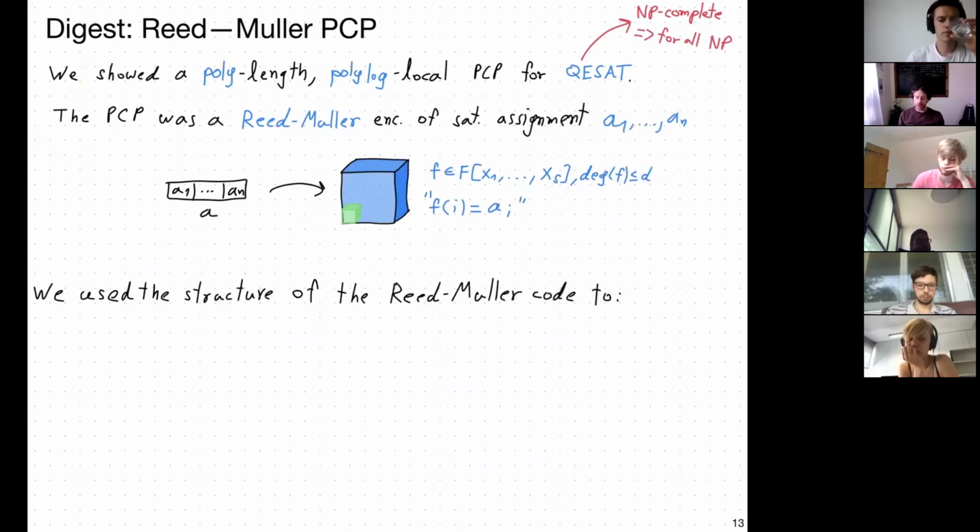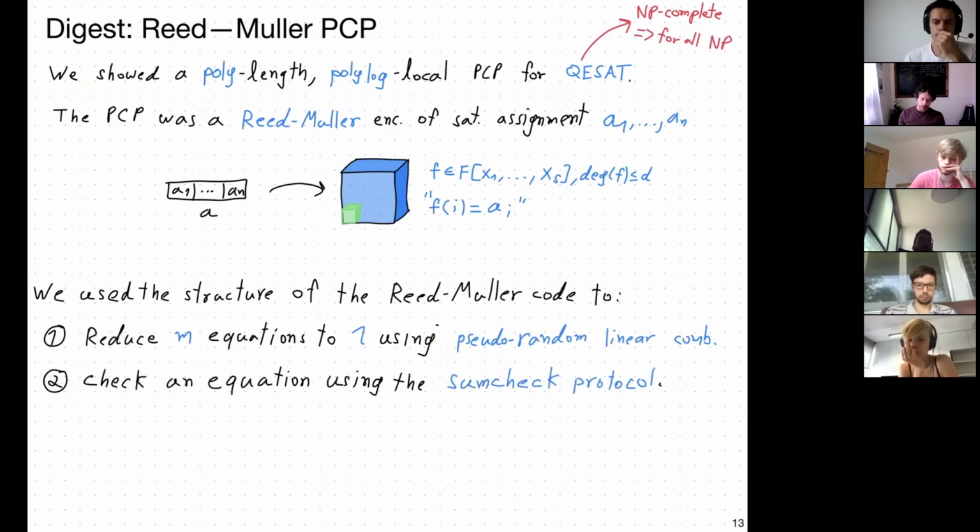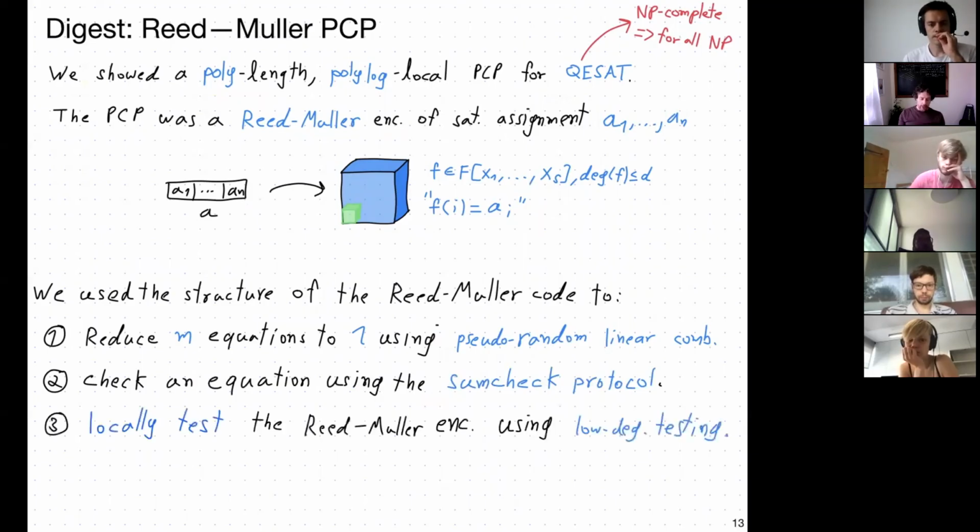And we used the structure of the Reed-Muller code to first reduce these M equations into one equation using pseudo-random linear combinations. We checked the equation using the sumcheck protocol, which means that we also had to send the truth table of the prover for sumcheck. And finally, we used the local testability of the Reed-Muller encoding using low degree testing. This is analogous to what we had with the Hadamard PCP, only things were a bit more constrained. So at this point, I'll stop the recording.